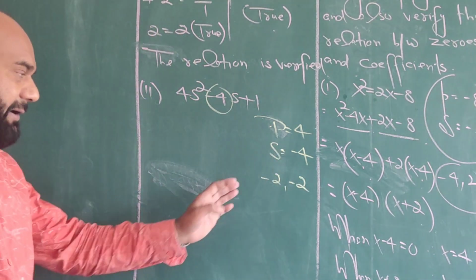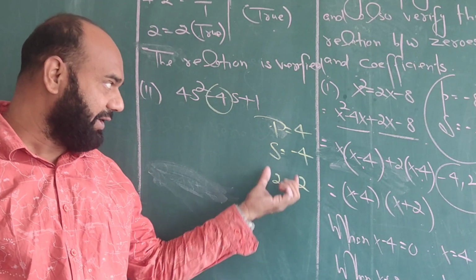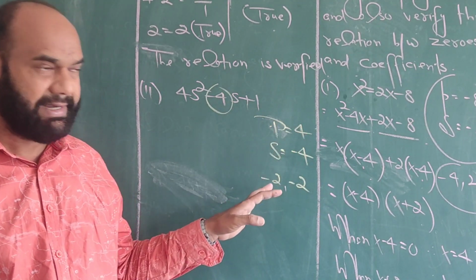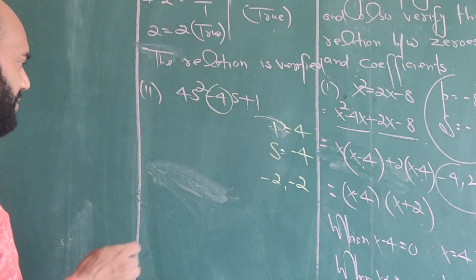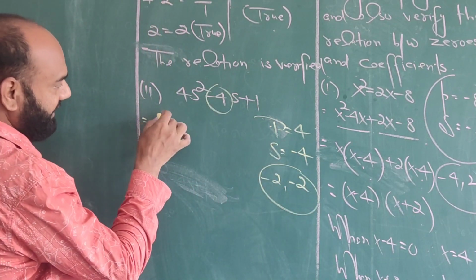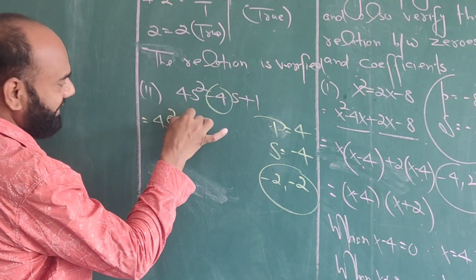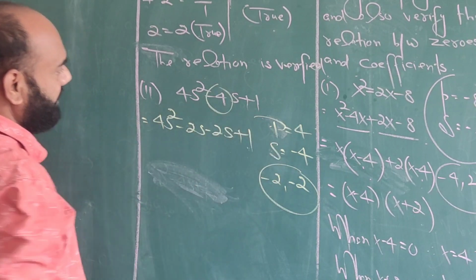Because when we multiply minus 2 and minus 2, it equals 4, and when we add minus 2 and minus 2, it equals minus 4. So these are the suitable factors. So it can be written in the form 4s square minus 2s minus 2s plus 1.